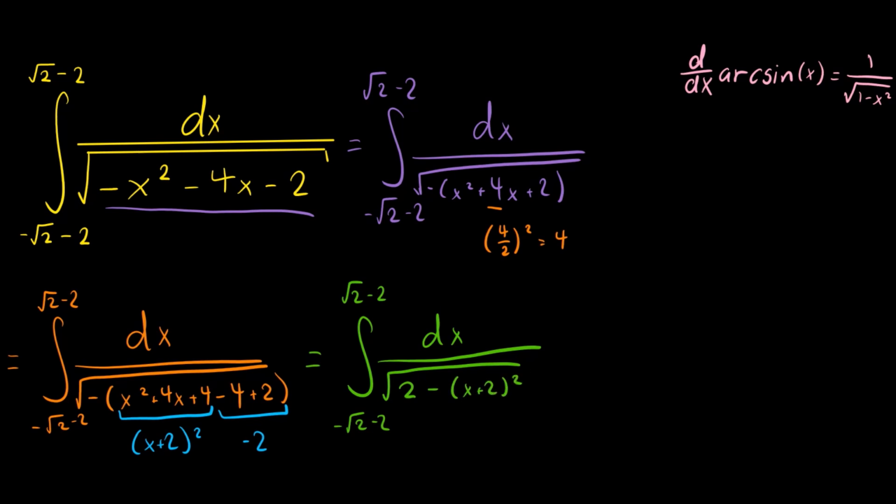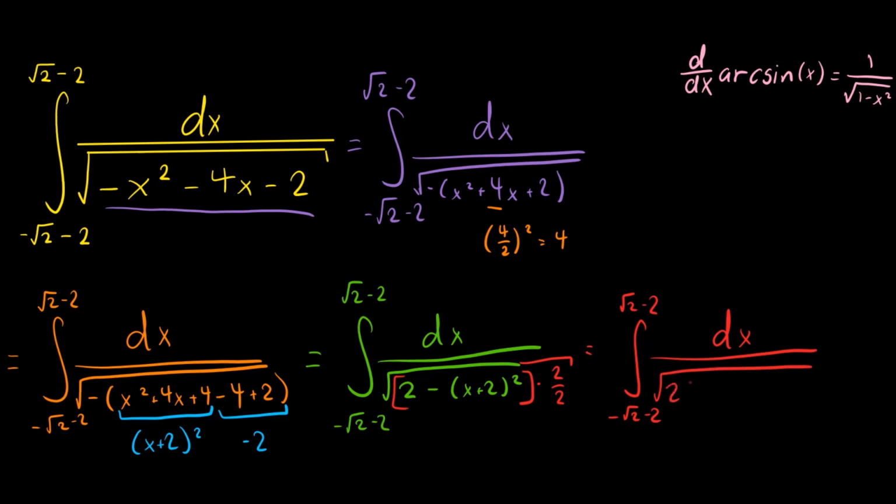Now we see that we have a 2 inside the square root here for our integral, but only a 1 for the arcsine derivative. But that's a pretty simple fix. We can just multiply by 2 and divide by 2 at once inside the square root, and I'll extend the square root there to show that. So that just leaves us with the integral from the negative square root of 2 minus 2 to positive square root of 2 minus 2 of dx divided by the square root of 2 times, now if we factor it out, we get 1 minus x plus 2 squared divided by 2.